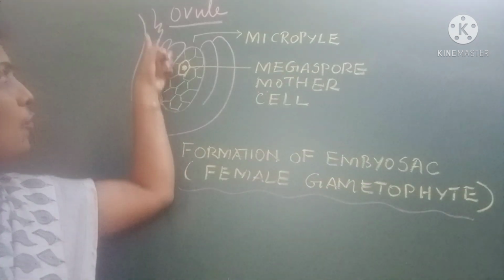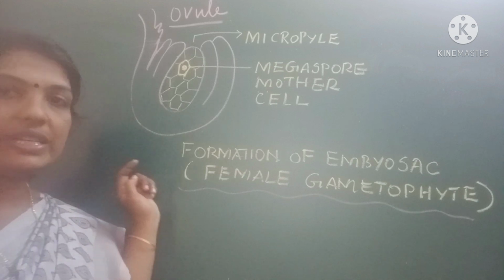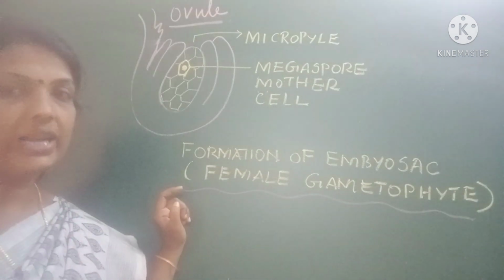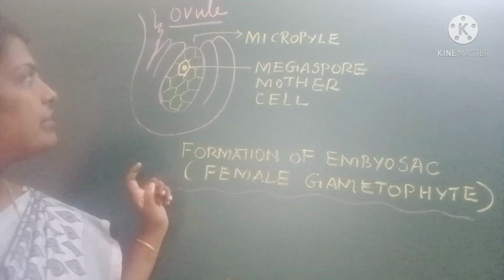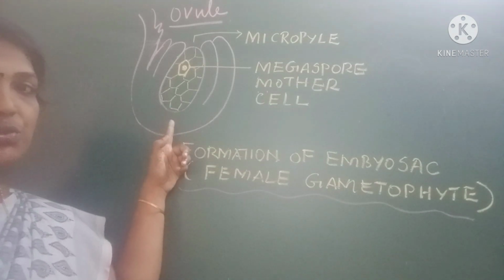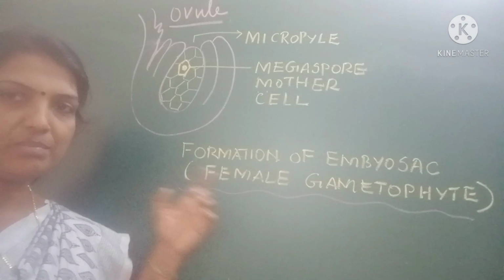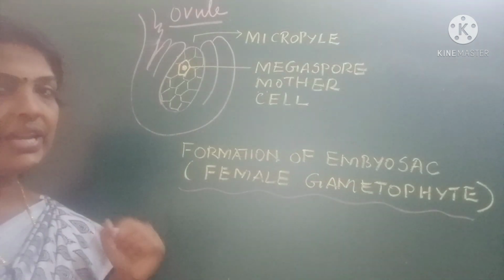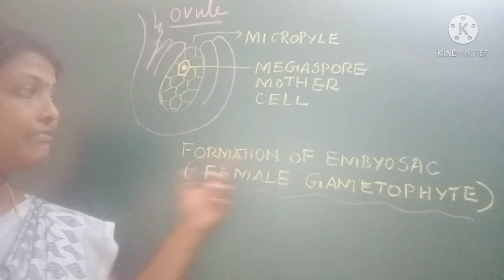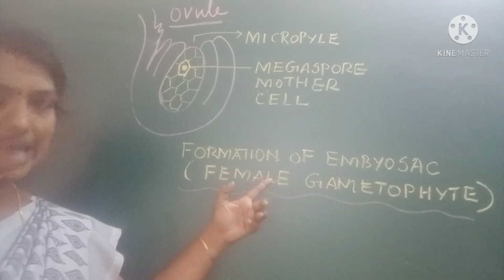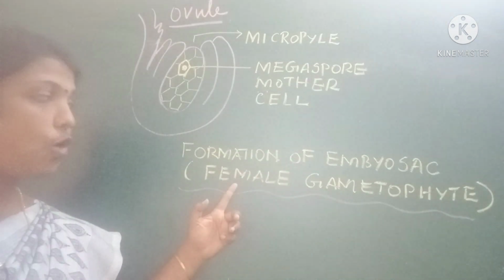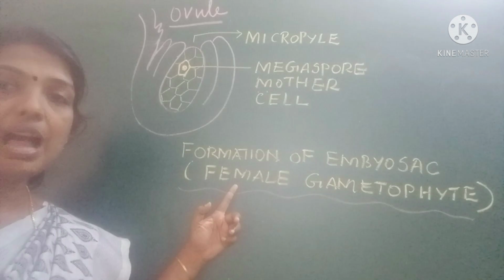And the stalk of the ovule is called the funicle. The junction between the funicle and the rest of the ovule is called the hilum. So all these structures we studied in the previous class. Today we are going to study the formation of the embryo sac, or the formation of the female gametophyte.